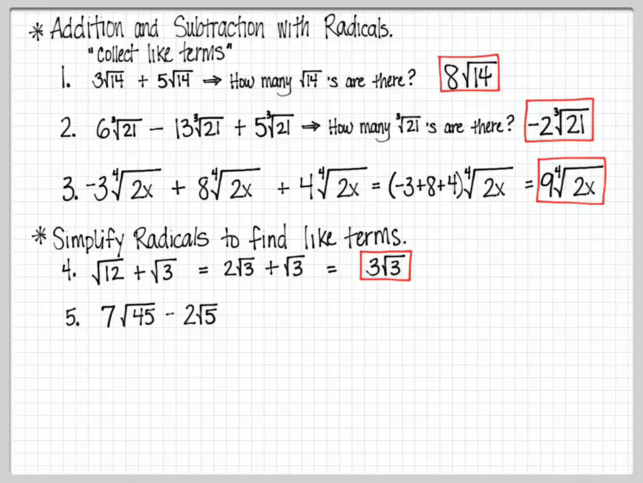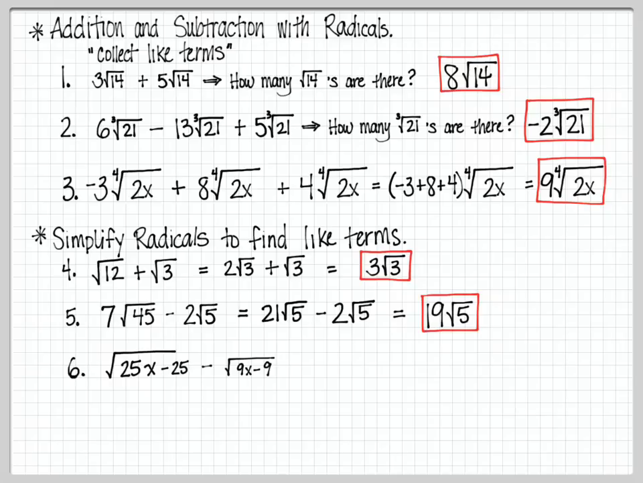In problem number 5, I've got 7 square root of 45 minus 2 square root of 5. And we notice that the square root of 45 can simplify. And so I have 7 times the square root of 9 times the square root of 5, which is 7 times 3 square root of 5, which is 21 square root of 5. And I'm still taking away 2 root 5, which is a grand total of 19 root 5s.